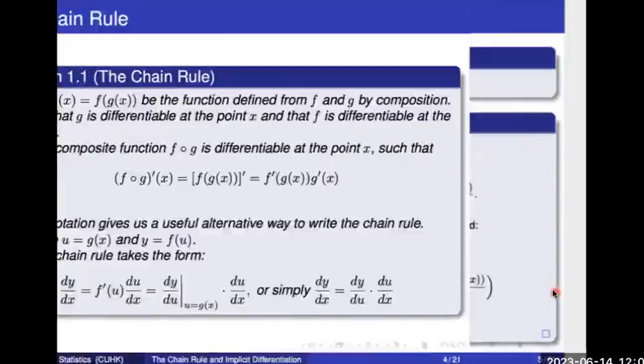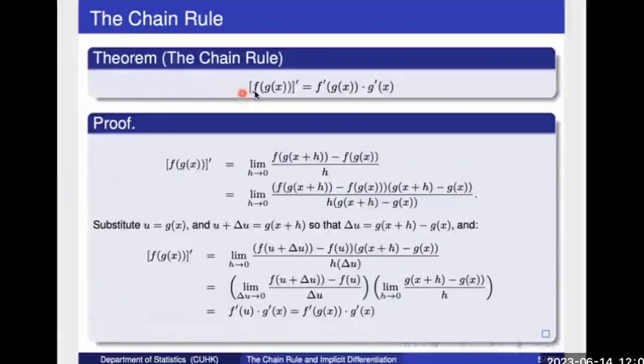Let's take a closer look at the chain rule. The chain rule can be expressed as (f(g(x)))' = f'(g(x)) times g'(x). Let's see how this works through a proof. Substituting u = g(x) and u + Δu = g(x + h), so that Δu = g(x + h) − g(x), we get f'(u) times g'(x) = f'(g(x)) times g'(x).